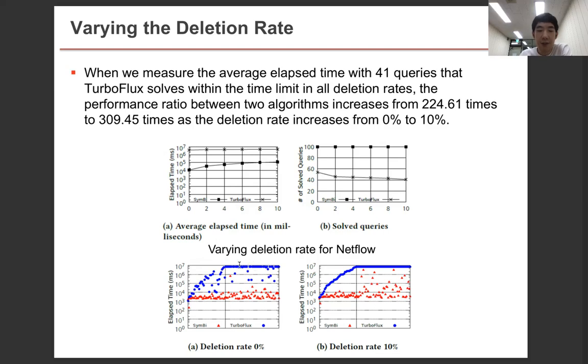As we can see in the figure below, the elapsed time of TurboFlux with many queries has already reached the time limit. So even if the deletion rate increases, the elapsed time of TurboFlux no longer increases, but the elapsed time of our algorithm increases. So when we measure the average elapsed time with queries that TurboFlux solves within the time limit, the performance ratio between the two algorithms increased from about 200 times to about 300 times as the deletion rate increases. This shows that our algorithm handles the edge deletion case better than TurboFlux.